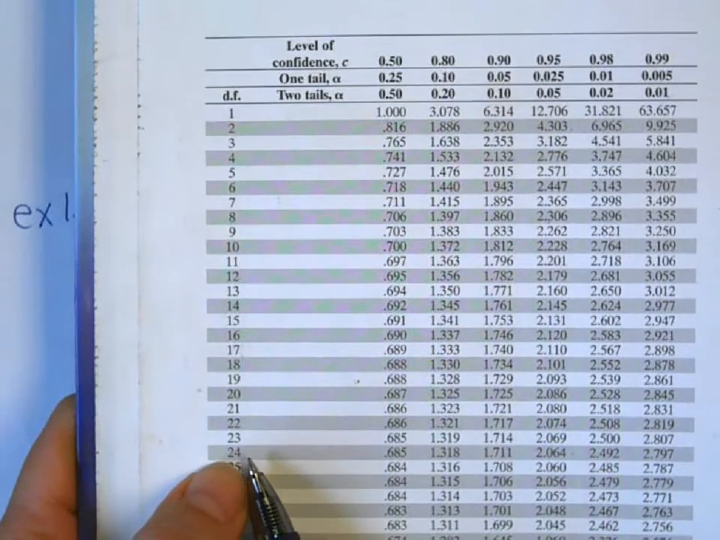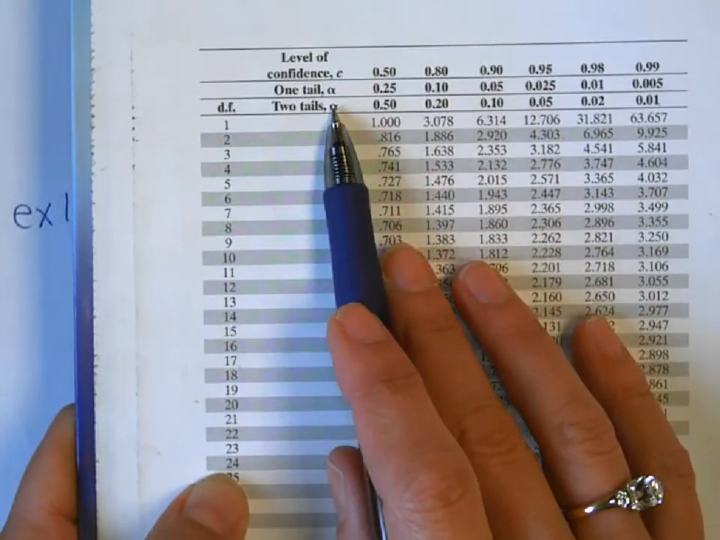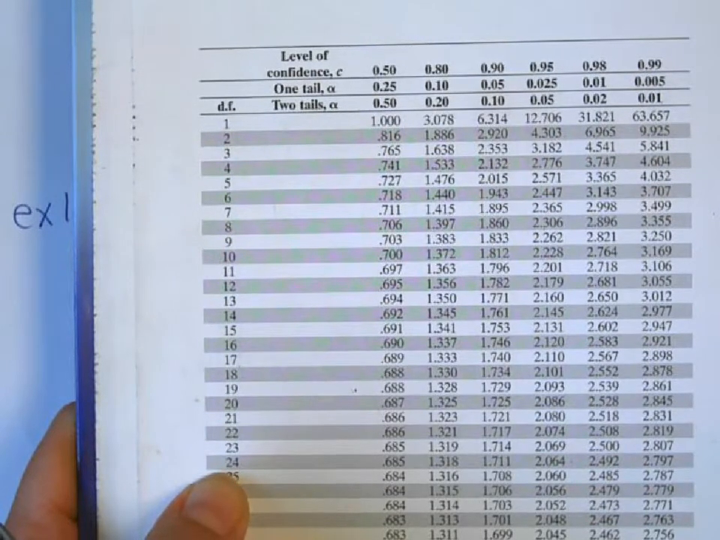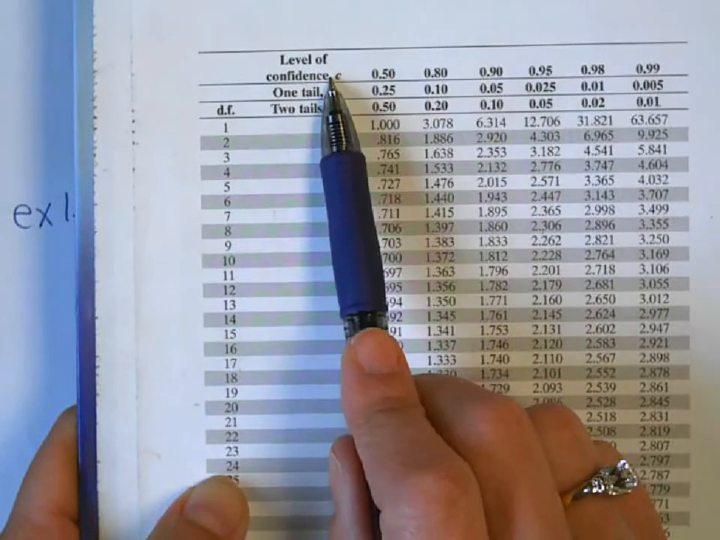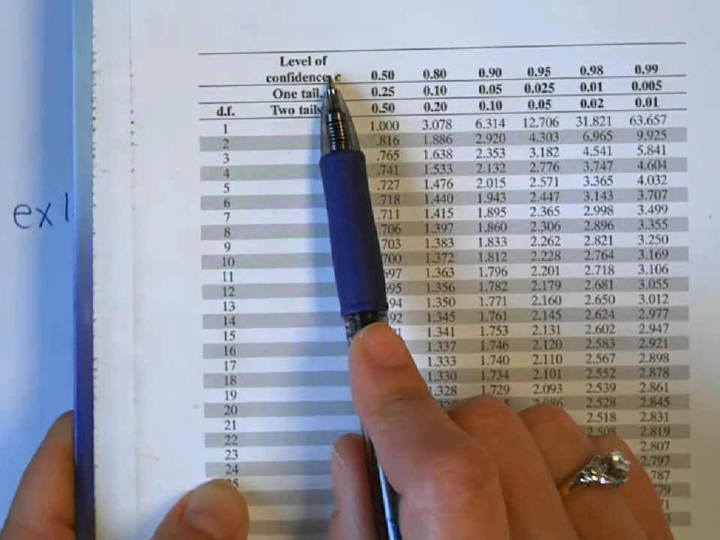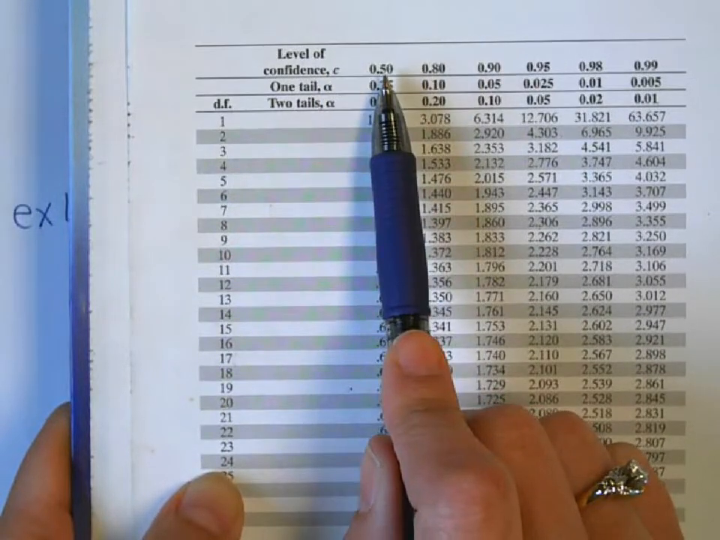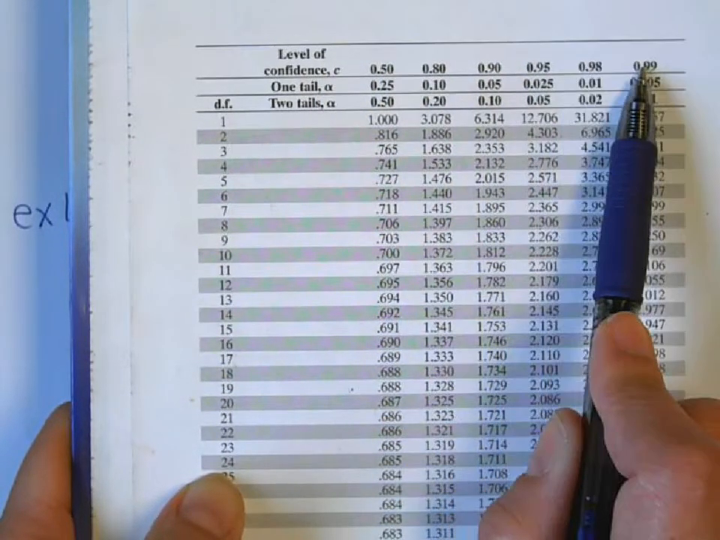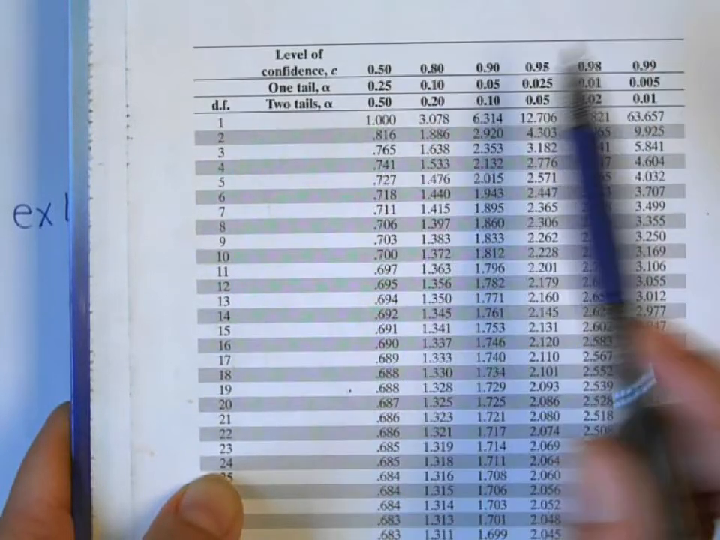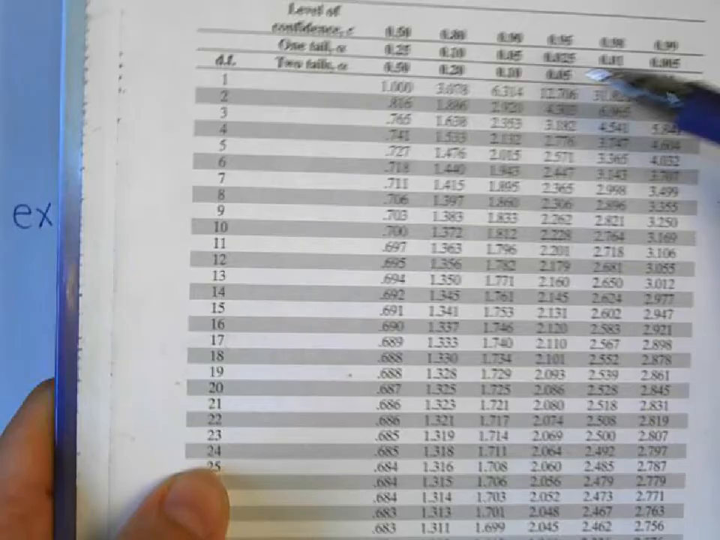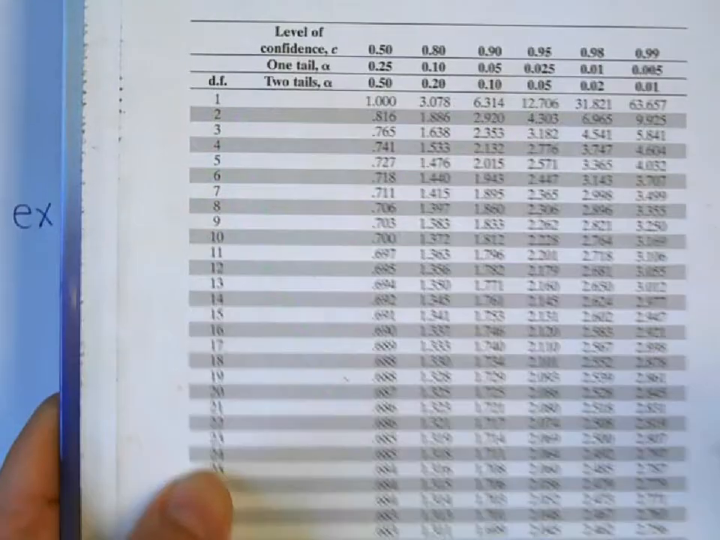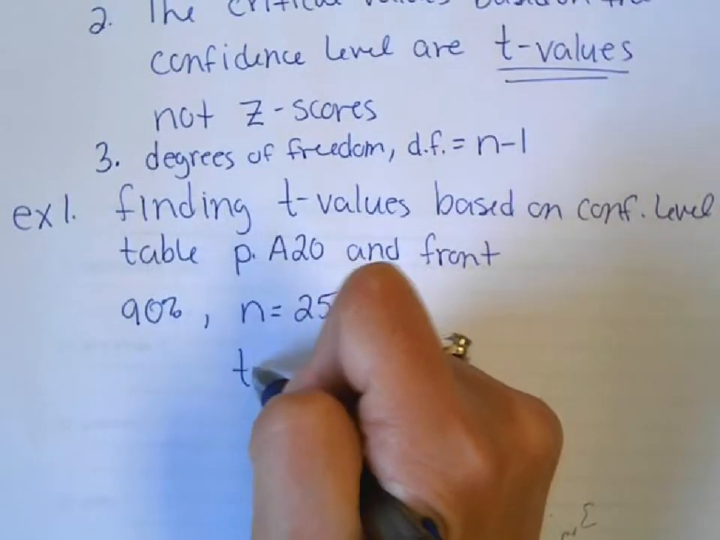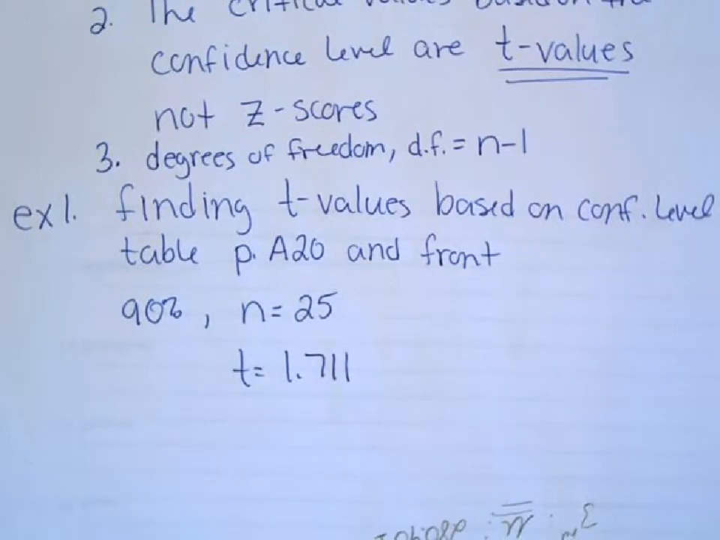So I'm on this row. And then if you look at the top, you've got level of confidence, 1 tail, 2 tail. What should we be focused on? What is 1 tail and 2 tail? That's in the next chapter. So 1 tail and 2 tail means nothing to you in chapter 6. So all we care about is level of confidence. What level of confidence did I give you? 90. So we can only do these ones, the 50, the 80, the 90, the 95, the 98, the 99. So the only ones that they can give us. So I gave you a 90. 1.711. So the t-value we're going to use in our formula is 1.711.